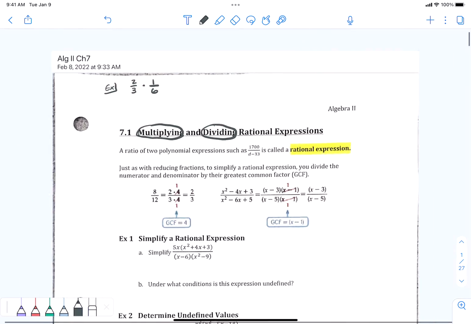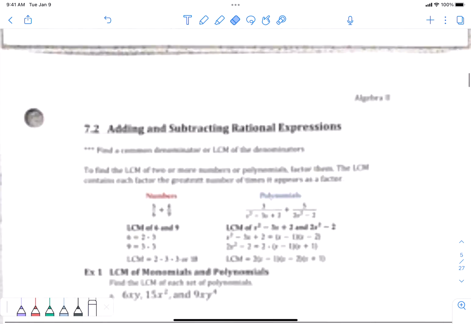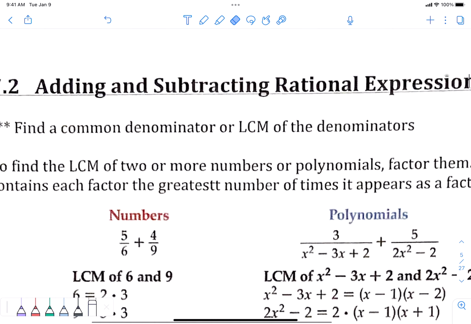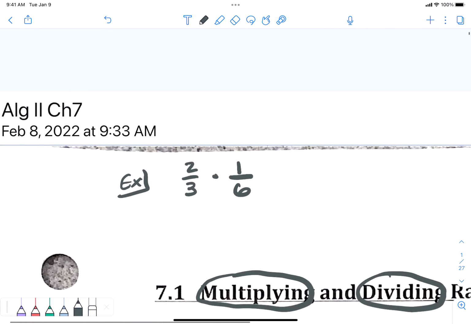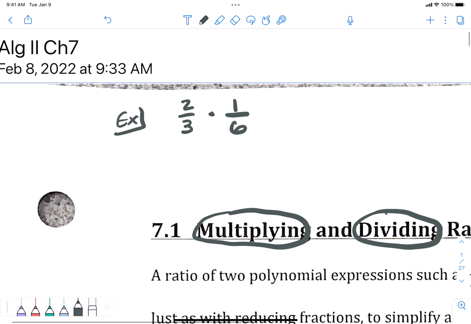Section 7-2, let me just scroll for you to section 7-2, which is adding and subtracting. I thought when we learned math, like in first grade or kindergarten maybe even, we learned to add and subtract before we multiply. Why are we doing it the reverse way? Multiplying and dividing should surely be harder than adding and subtracting, but why are we learning that first?